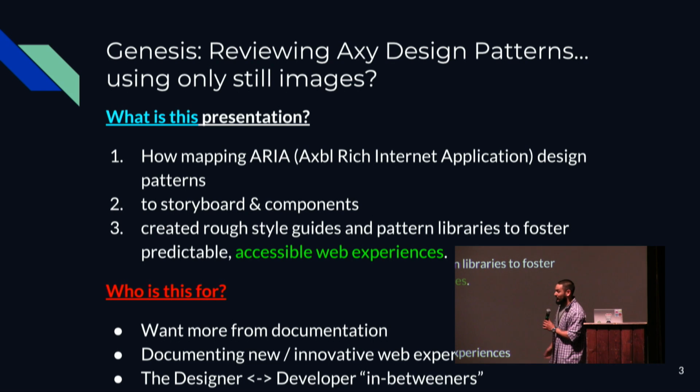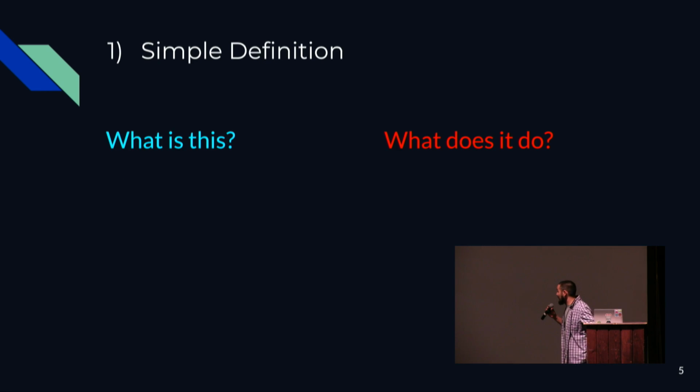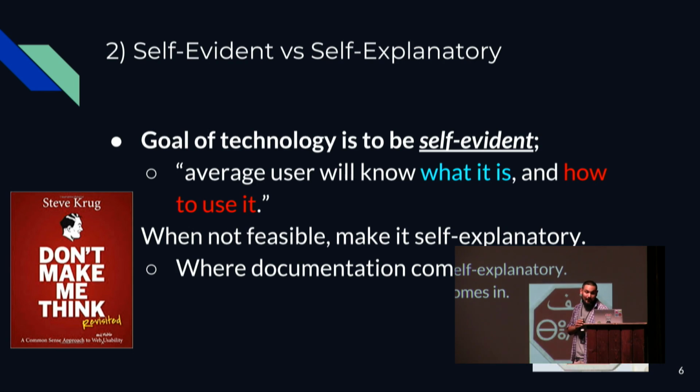So who is this for? People that want more from their documentation, people that are documenting new and innovative web experiences, and people that are passing notes between designers and developers. So I'll just jump right into the lessons. The simple definition of accessibility, because I couldn't access any of the code, is essentially that an accessible design tells you something that says, what is this and what does it do? That accessibility at its core is just telling you what is this and what does it do. If it does that, it's accessible.